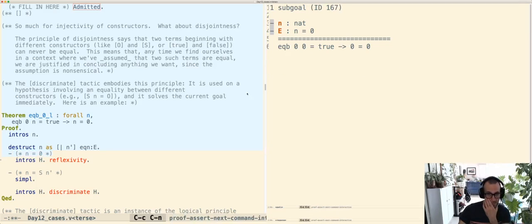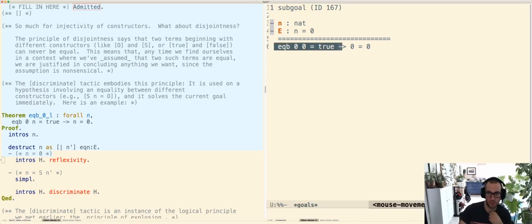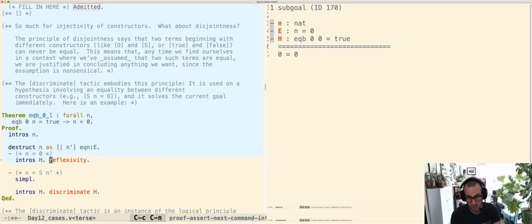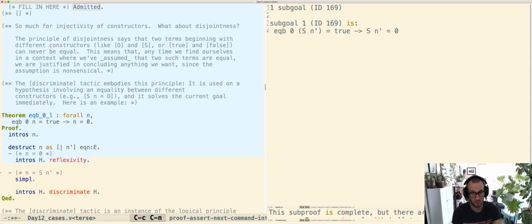Okay, the n equals 0 case. n equals 0. We know that EQB 0 0 equals true, and we have to prove that 0 equals 0. The conclusion feels pretty chill to me. This is the case where indeed EQB 0 0 equals true, and 0 equals 0. Perfect.